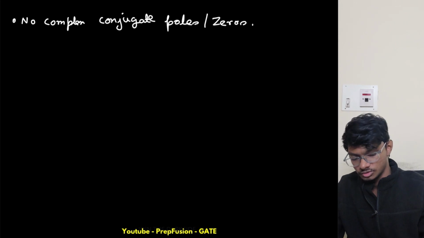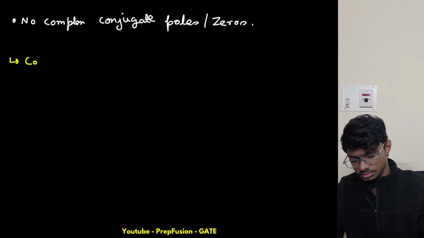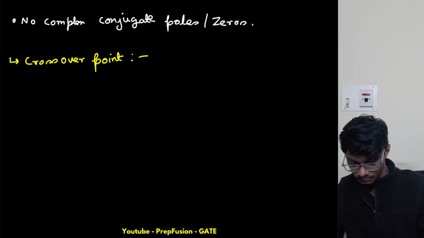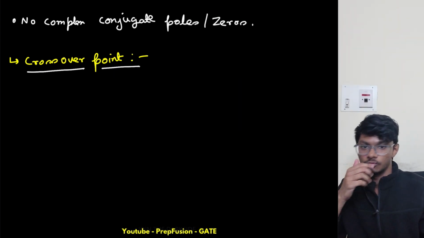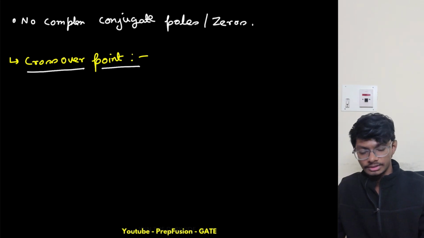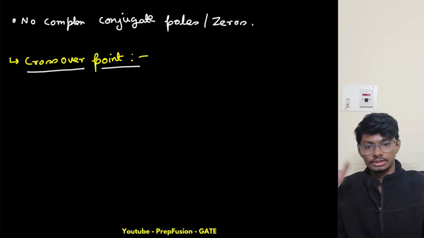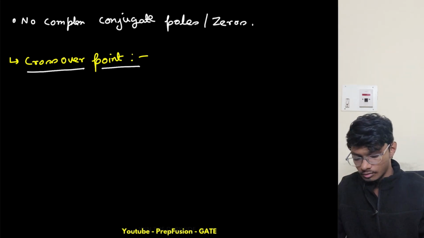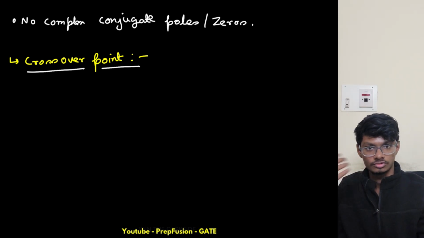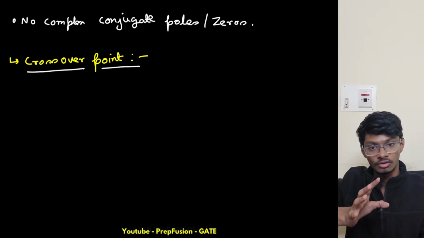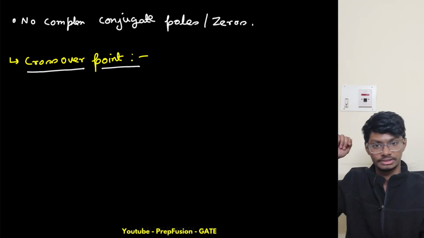Now coming to the crossover point. So what is my crossover point basically? If you solve that equation, what you will get is two values. You have to put s equals j omega, and ignore one and take the other one. So one solution you will get. I will give you this as homework. I will not solve it because that will take so much time, since I've already solved it in the previous example.